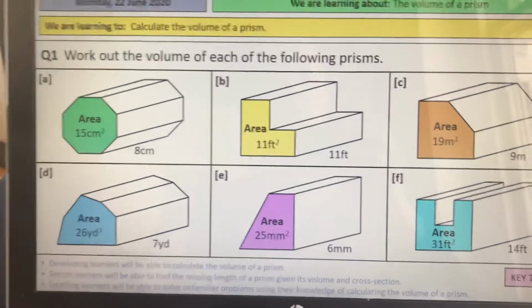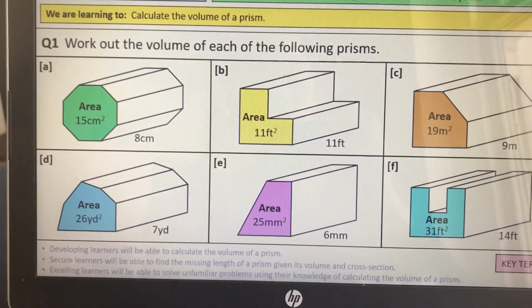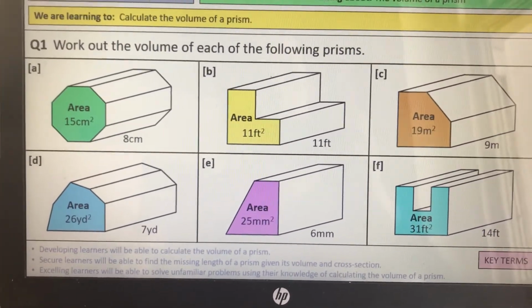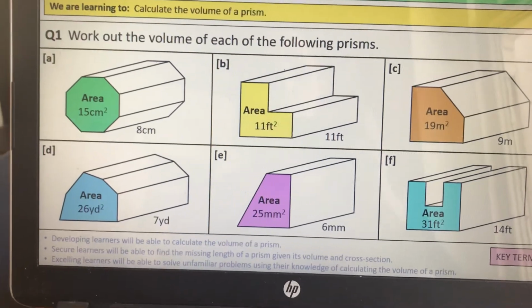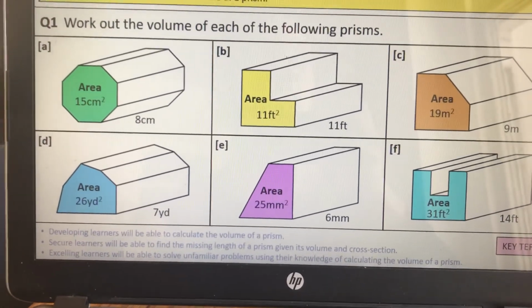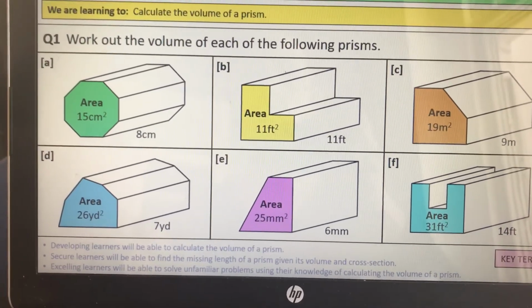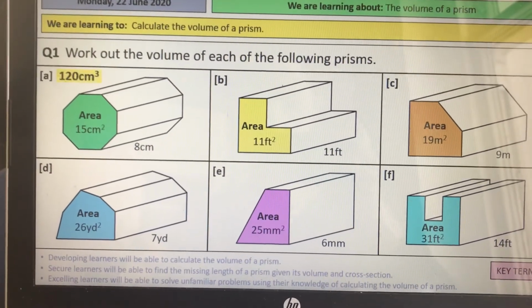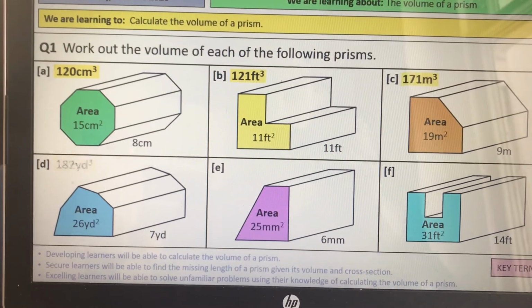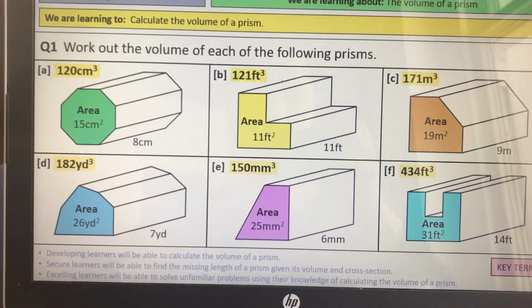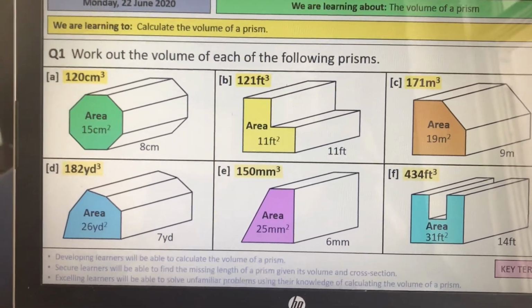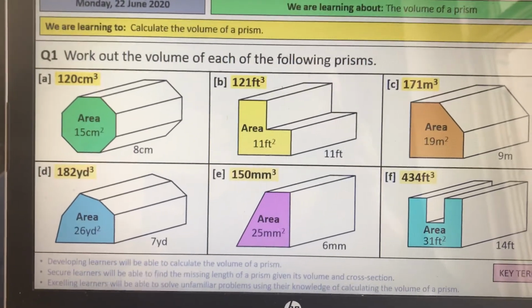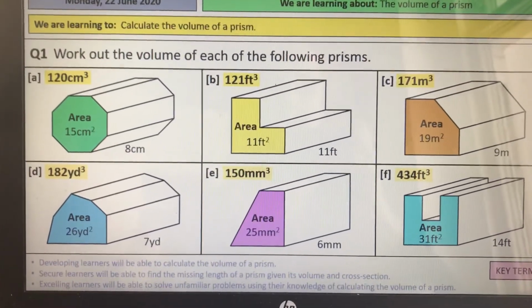What I would like you to do now is to pause the video and have a go at these 6 questions. I want for each one for you to find the volume of the prism. Then unpause the video and I will pop up the answers. Here are your answers. If you could just now take a picture of that and either email it to me or upload it on Show My Homework, that would be fantastic.